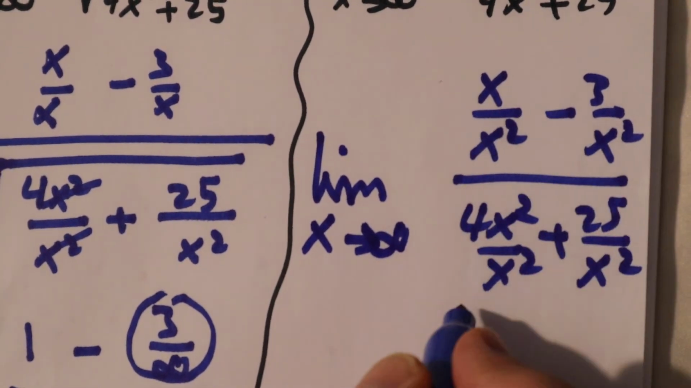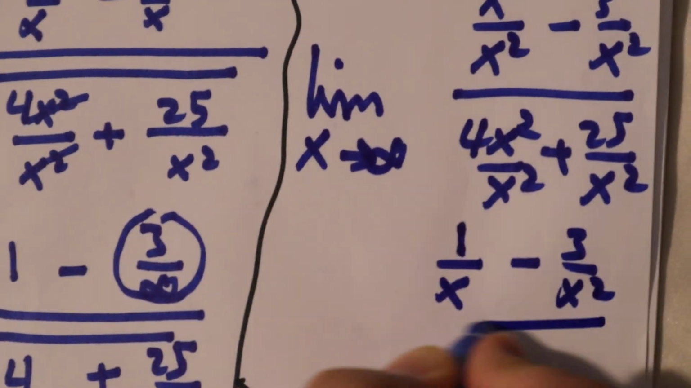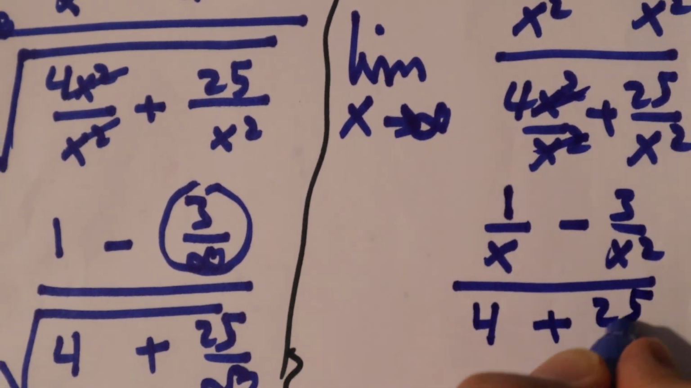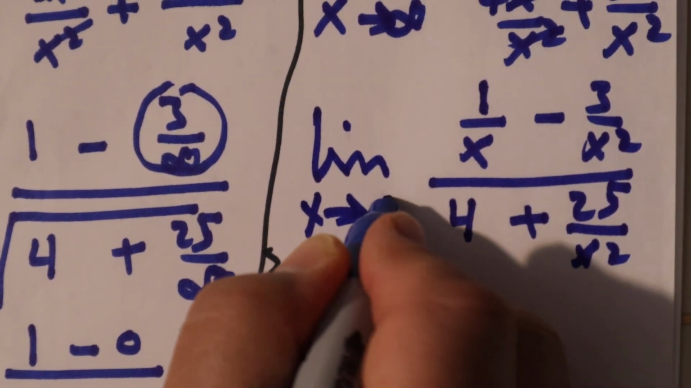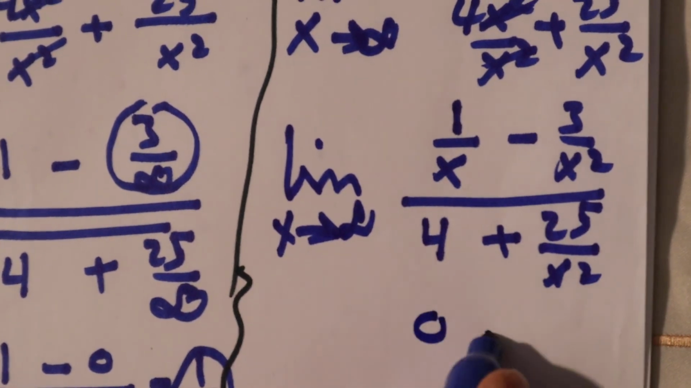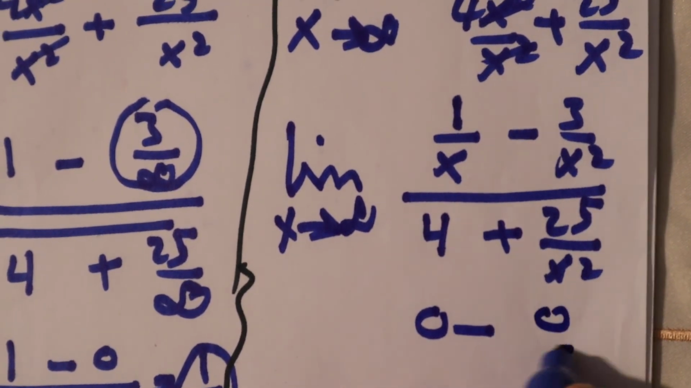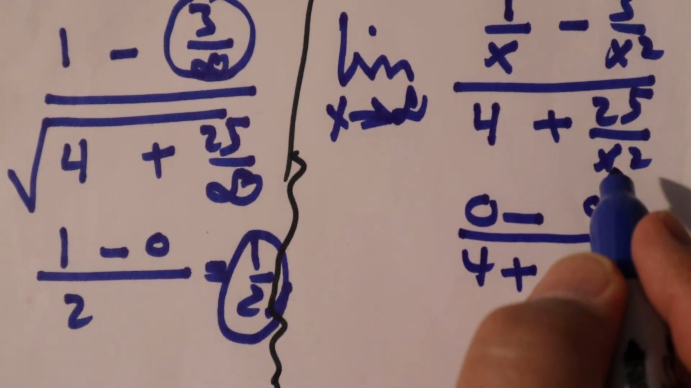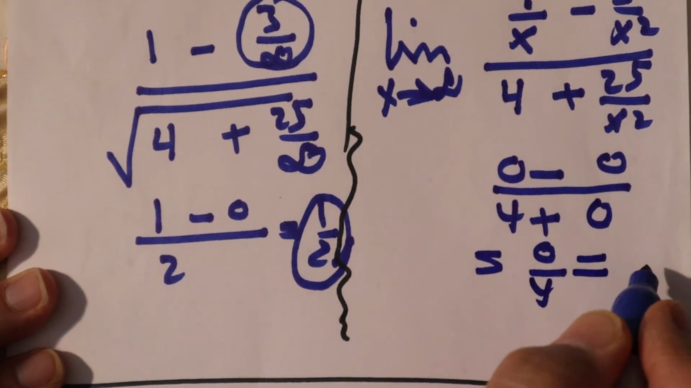Now x over x squared is still 1 over x if you simplify, minus 3 over x squared, over, cancel x squared with x squared, 4 left, plus 25 over x squared. Now we could start to plug in infinity. So this will be 1 over infinity, which is 0. Minus 3 over infinity squared, still 0. Over 4 plus 25 over infinity squared, which is infinity. 25 divided by infinity is 0. The final result will be 0 over 4, which is 0.